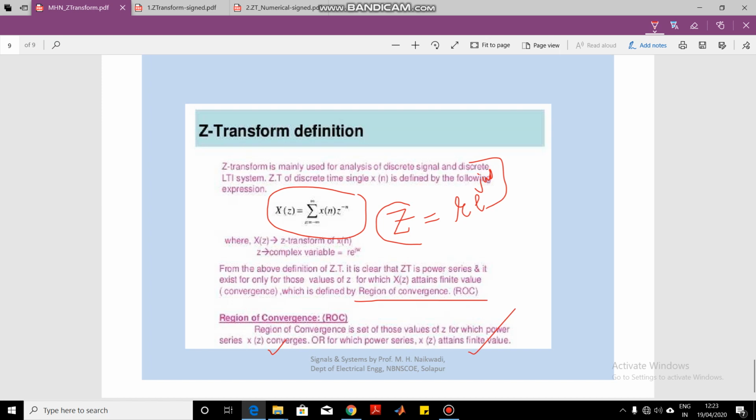If we allow X of z to become infinity, then all the answers of the Z transform will come as infinity, which is not useful at all. So there should be some condition on z for which X of z has a finite value. That condition on z is called the region of convergence. Region of convergence is a very important concept in Z transform. The same type of region of convergence you also have in Laplace transforms.